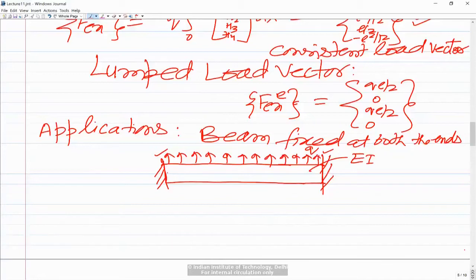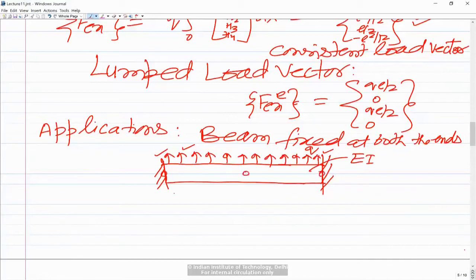Why Euler-Bernoulli beam finite element? Because the loading is transverse. If the loading was along the length of this rod, then you would have discretized this using truss element, which we have discussed earlier. So now the load is transverse, so we discretize this using beam elements, and two beam elements will give three nodes.